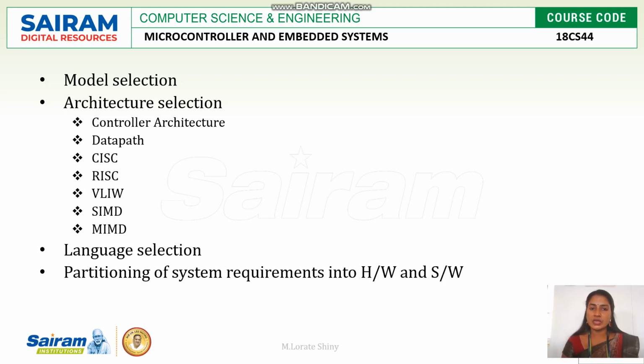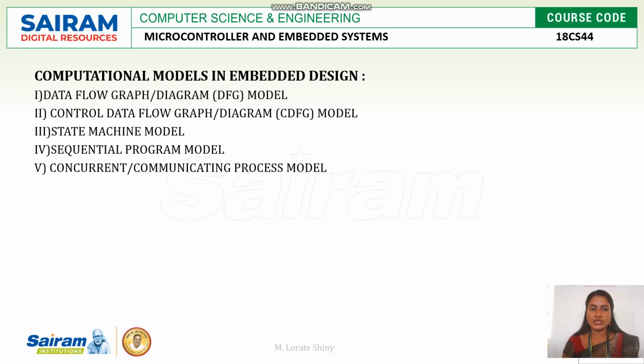Fourth one is partitioning. As I said, the system level requirements must be segregated into hardware requirements and software requirements. For this, we can use hardware software trade-offs like performance, reusability, and effort. Next one is computational design models in embedded design. There are 5 models: data flow graph or diagram model, control data flow graph or diagram model, state machine model, sequential program model, and concurrent or communicating process model.